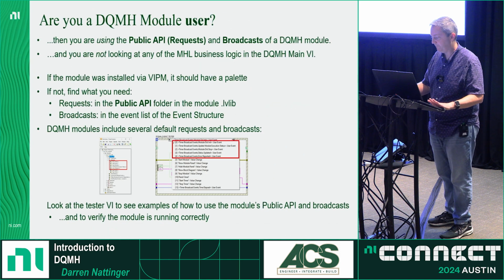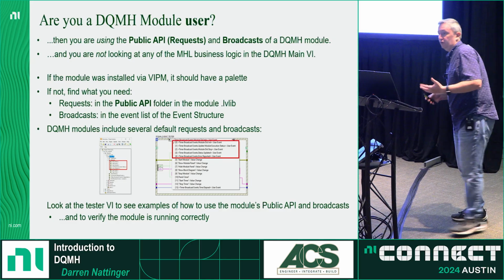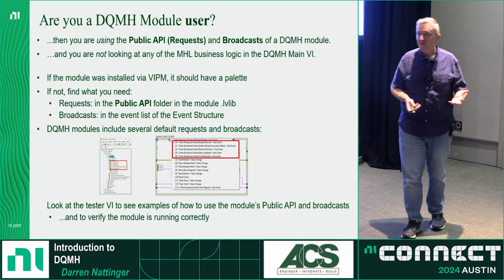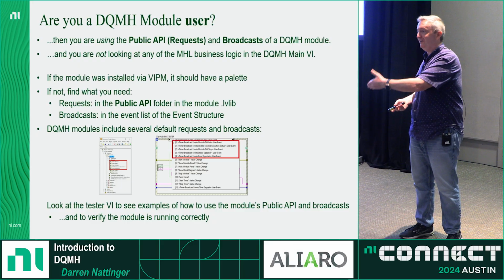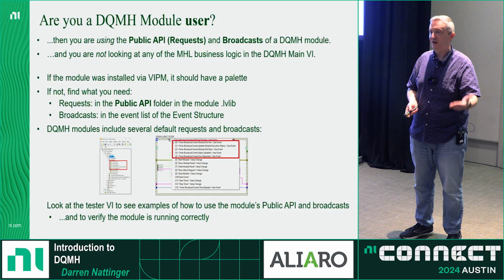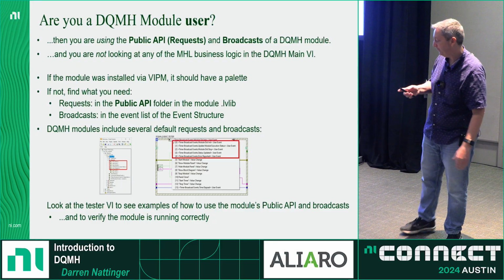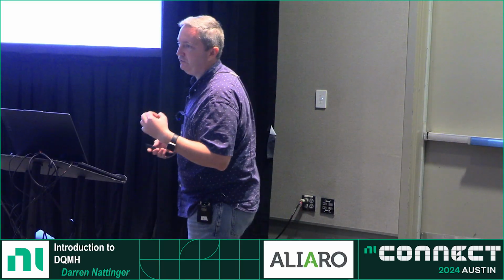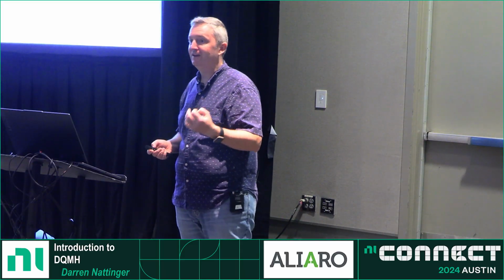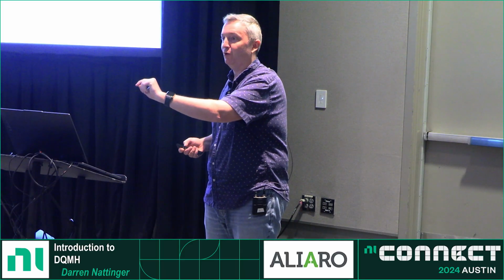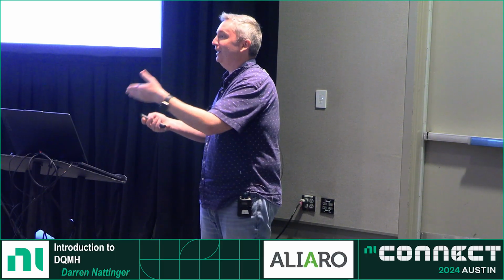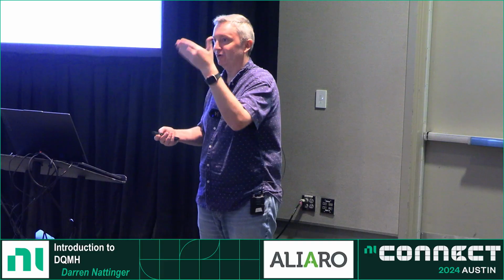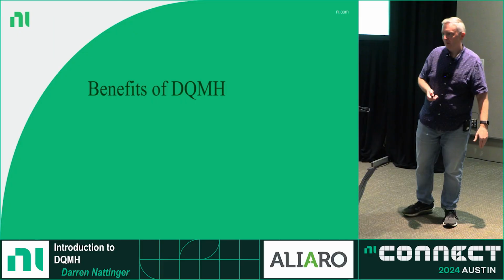And then another easy way to learn how to use a module is to open up its tester. Hopefully whoever developed that module kept the tester up to date so you can see how the tester is using the public API of the module and then you can use it in a similar way. When I create a palette of DQMH VIs for a module that I've written, I always drop the tester in the bottom corner of the palette. So even though it's not something you would be dropping and using, you can then open it from there at least and then learn more about the public API.